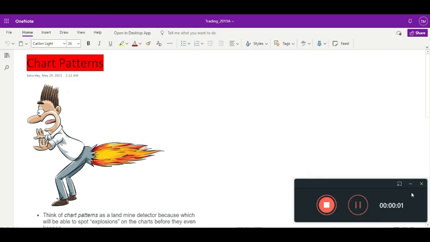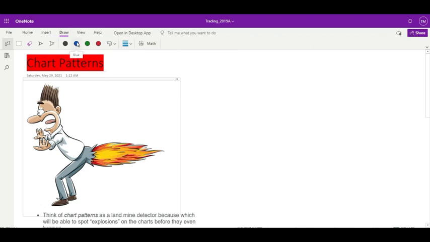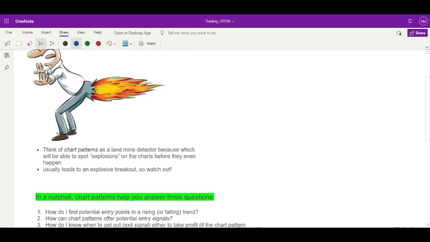Hey everyone, welcome to our next slide, which is chart patterns. So in this lecture slide, we'll go through what so-called chart patterns are. You should think of them as like landmine detectors.